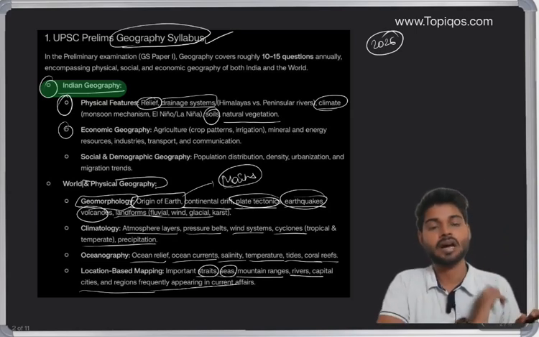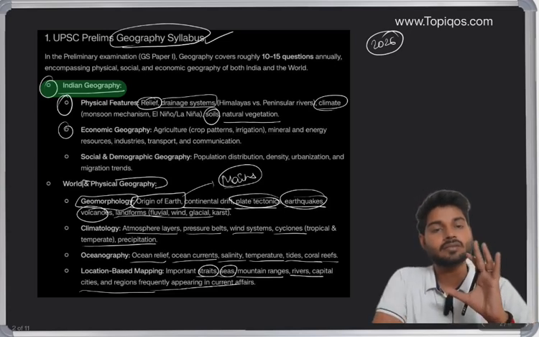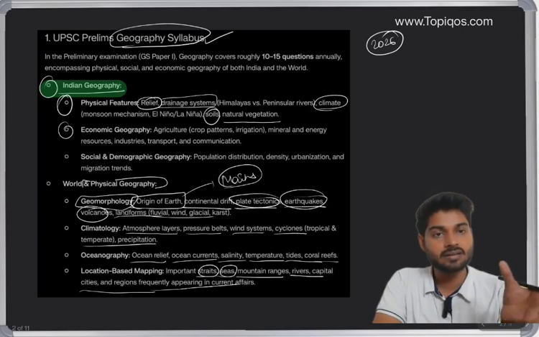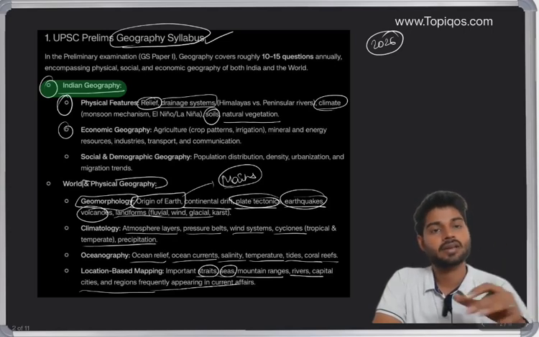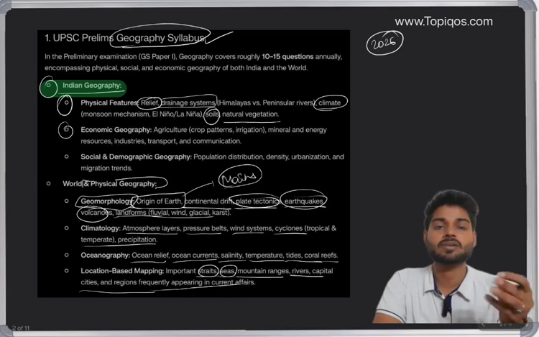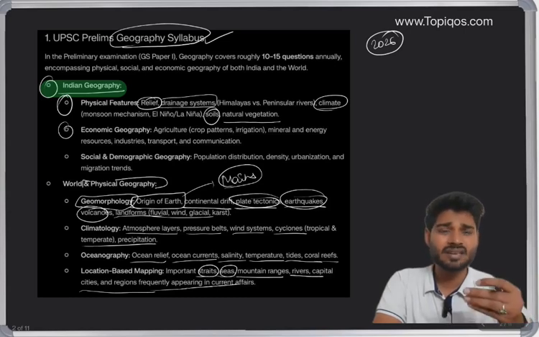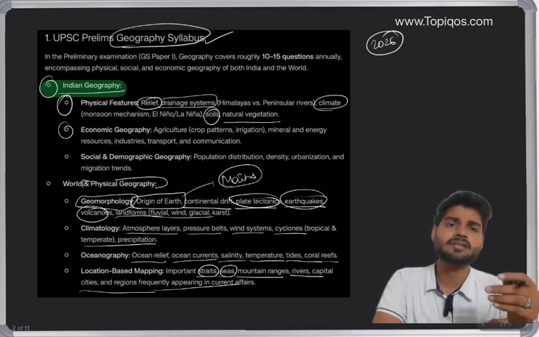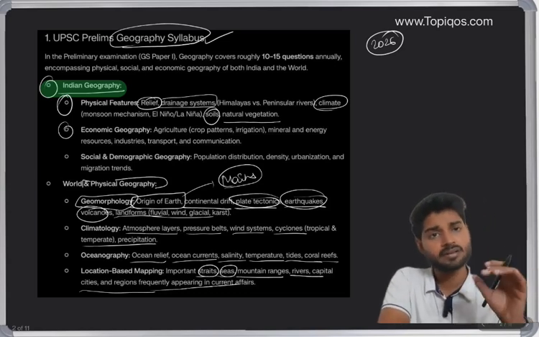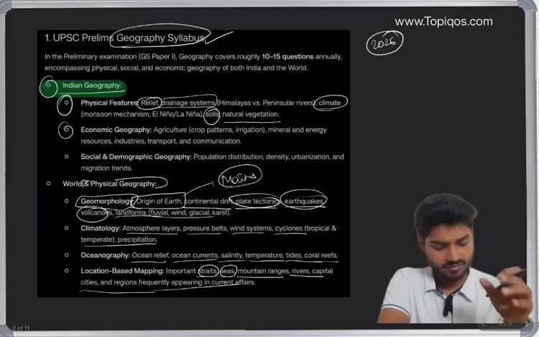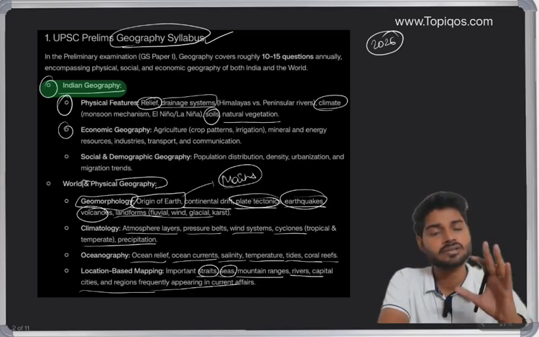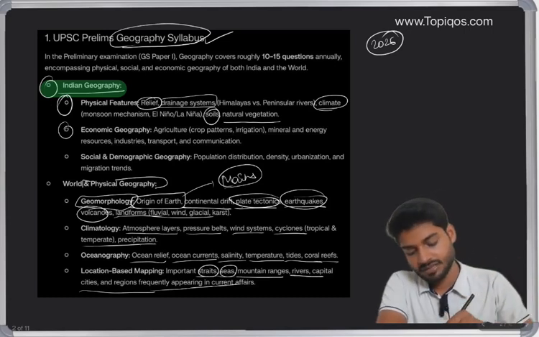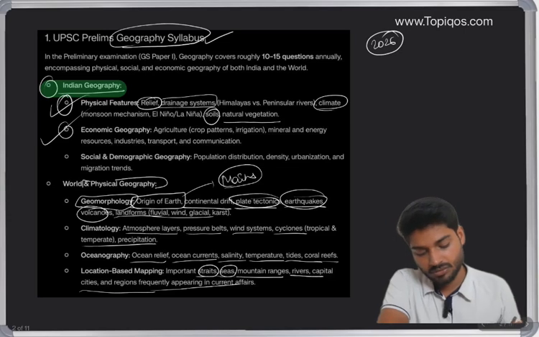So I hope you have understood. Basically, we are going to study the physical phenomena of the Earth and world geography, which means we have to study river passes, mountain ranges, the capitals, important capital cities, and several states and seas in the context of the world. And in Indian geography, we have to study physical features. We are going to study economic geography.